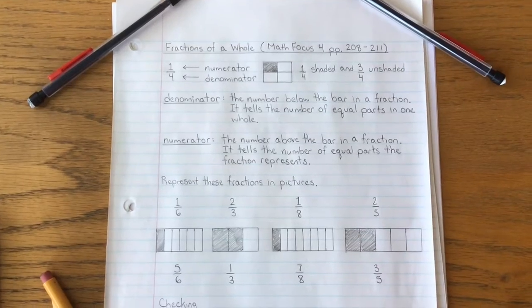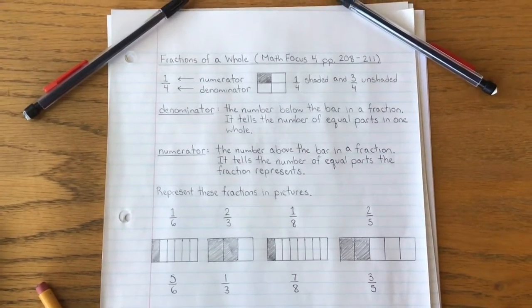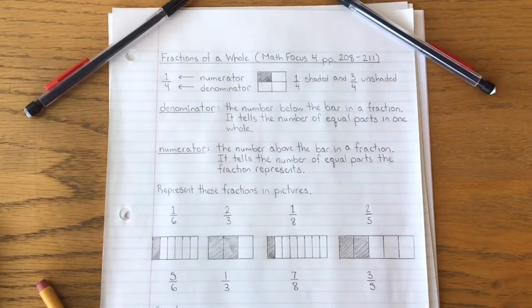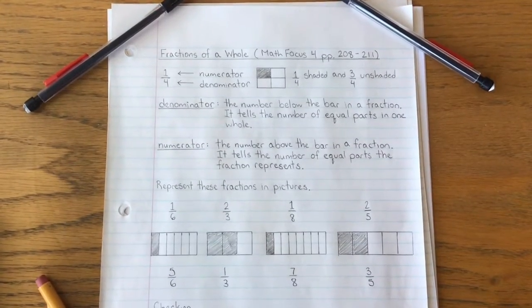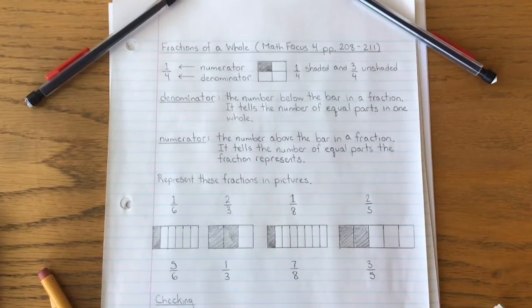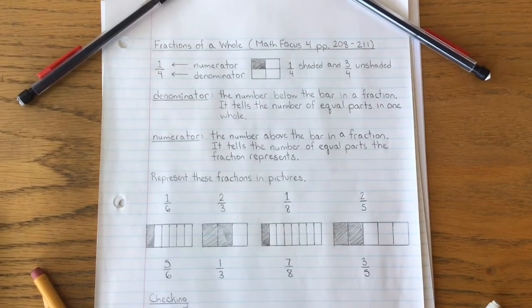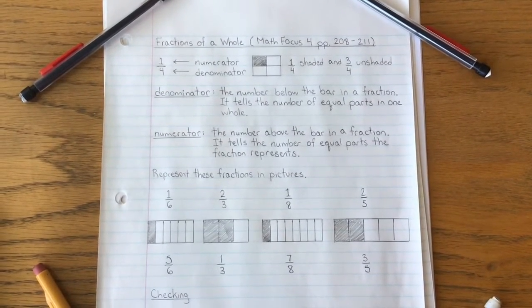So fractions consist of a numerator, which is the number on top, and a denominator, which is the number on the bottom. Now the denominator is the number below the bar of the fraction, but it also tells the number of equal parts in one whole. So for example, if you have a spelling test out of 20, the total marks of 20 on the bottom represents your whole. That is your denominator.